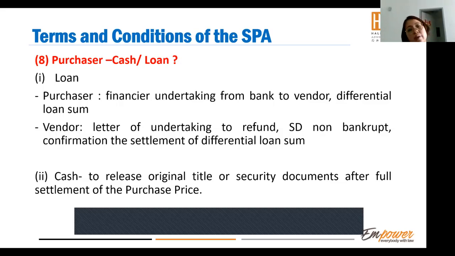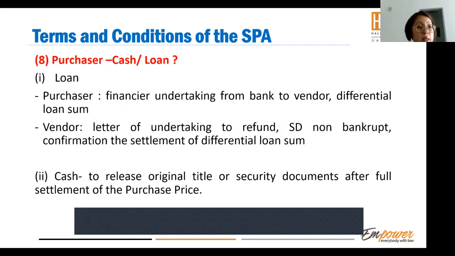You must come up with a confirmation letter also for the differential loan sum settlement. Any delay on this settlement and/or any delay on giving any documents, as I mentioned just now, will actually cause a delay. A delay means money, right?